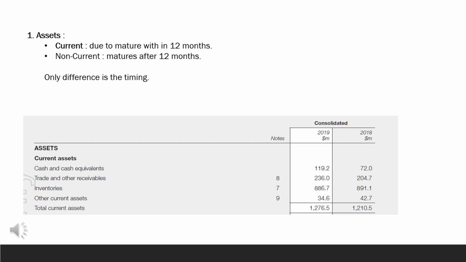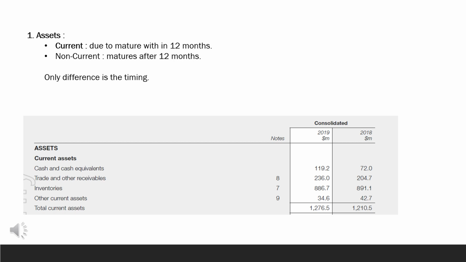Starting with assets. As the name suggests, an asset is something the company owns and can be used for future benefits. We can classify it into two different categories. Current assets, these are assets due to be matured within 12 months, and non-current assets, these will mature beyond that period. So the only difference between them is the timing.